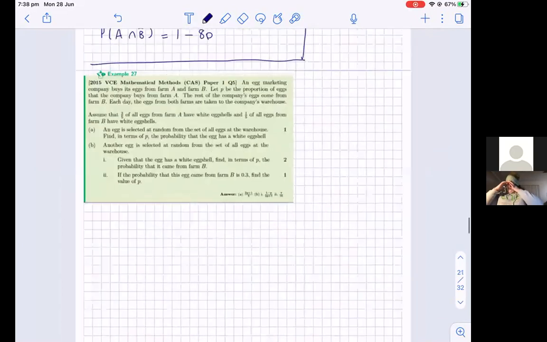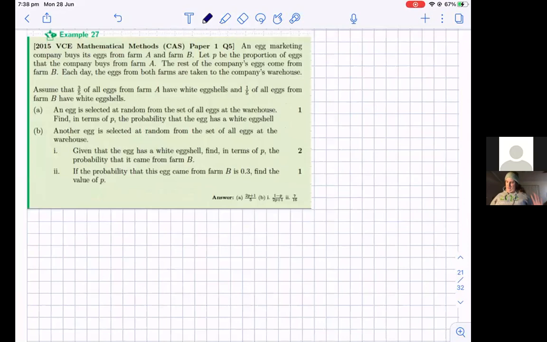Okay. We're close, guys. We've got the egg question. I don't know how many more we have after this. An egg marketing company buys its eggs from farm A and farm B, pays the amount from A, the rest are from B. 3/5 from farm A have white eggshells, 1/5 from farm B have white eggshells. Find the probability that the egg we've chosen has a white eggshell.